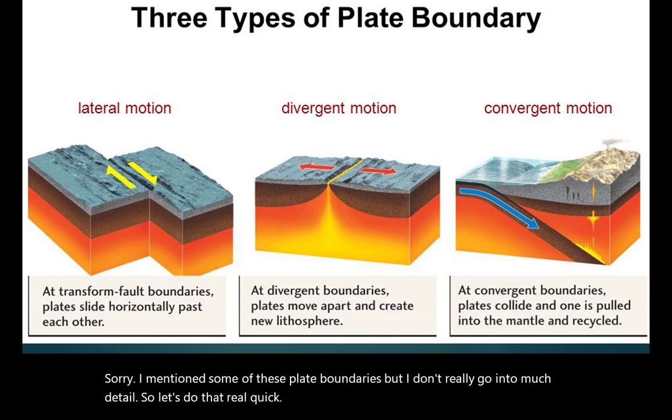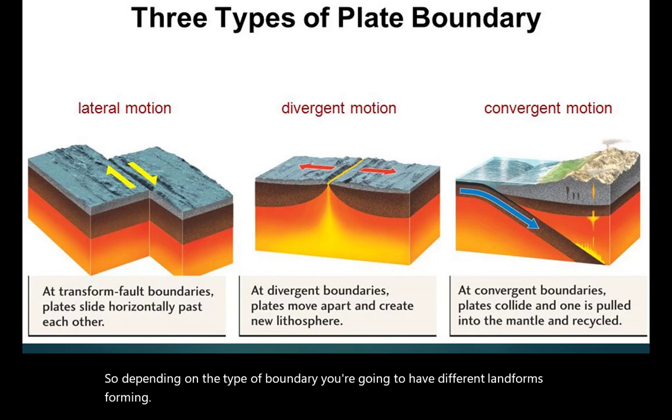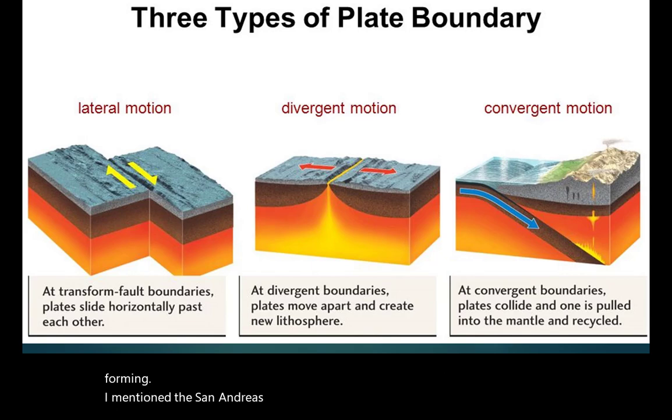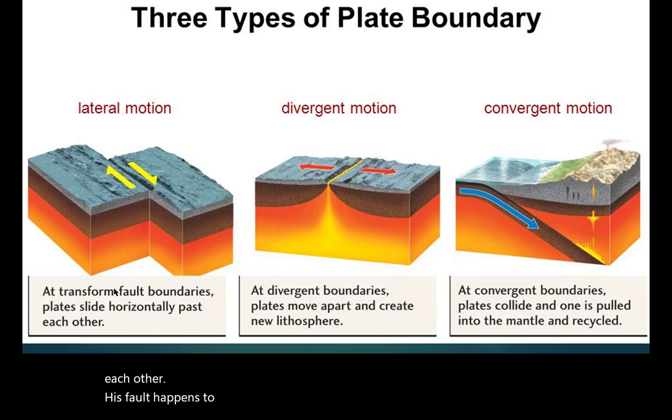So depending on the type of boundary, you're going to have different landforms forming it. I mentioned the San Andreas Fault. This is a lateral motion or strike-slip fault, sometimes even called transform fault boundaries. This is where 2 plates are moving past each other. The San Andreas Fault happens to be a right lateral motion fault.